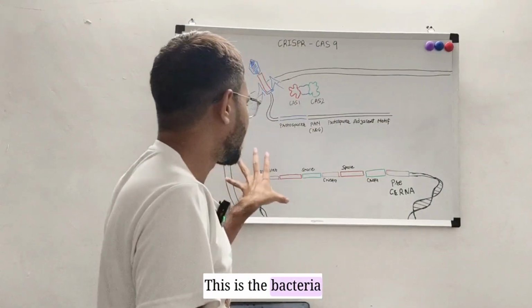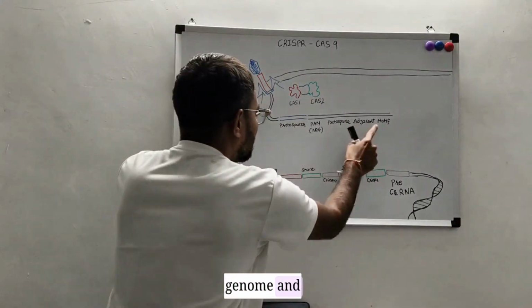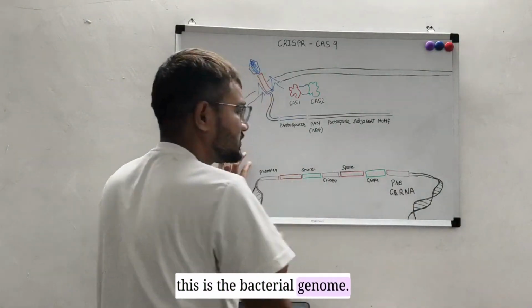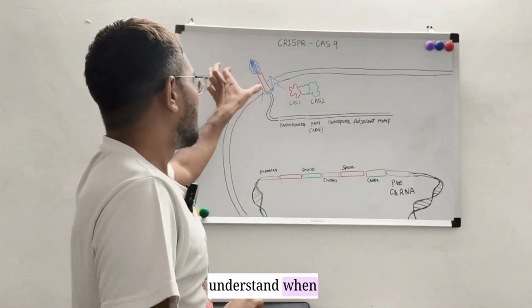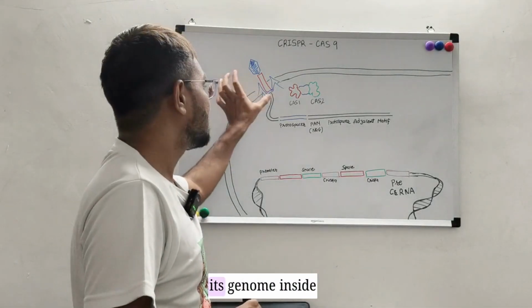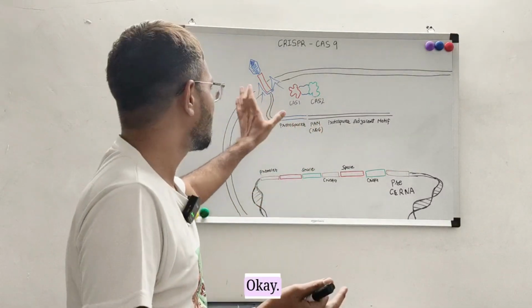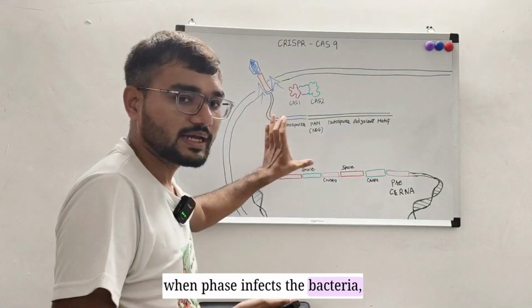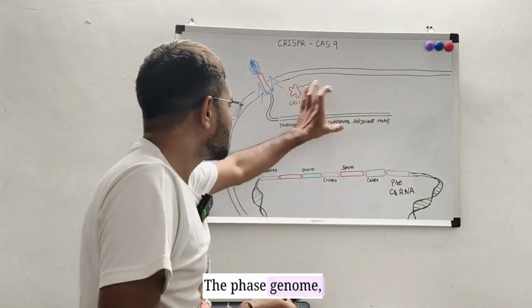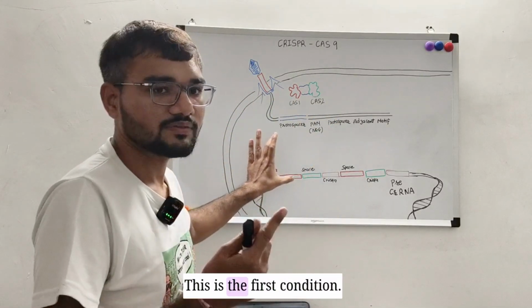This is the bacteria and this is the bacteriophage, this is the phage genome and this is the bacterial genome. Now understand, when a phage enters its genome inside the bacteria for the first time, that is called an infection. So when the phage infects the bacteria, what happens? The phage genome, this one, degrades the bacterial genome. This is the first condition.